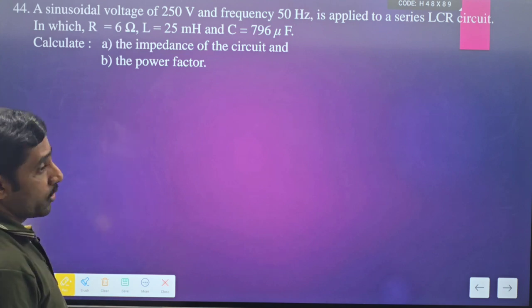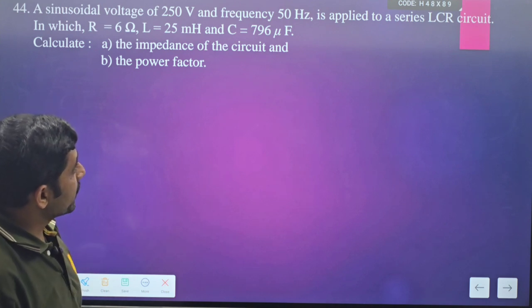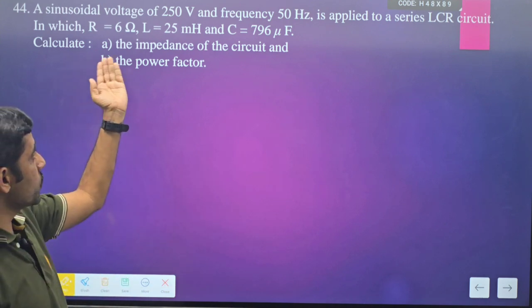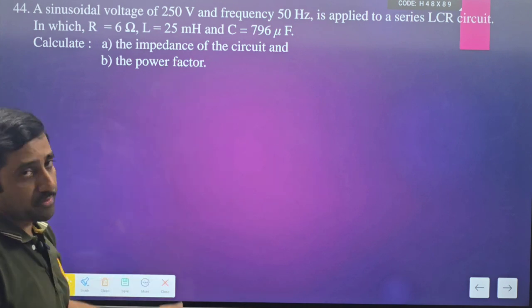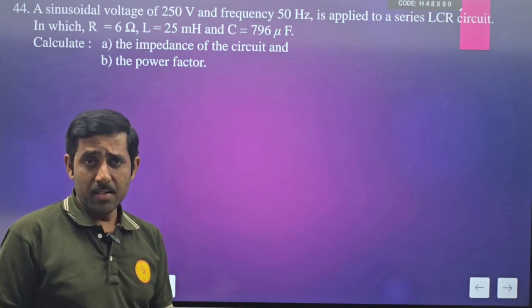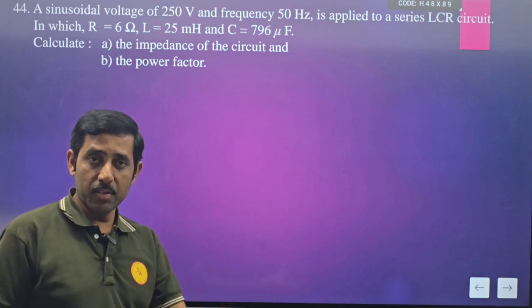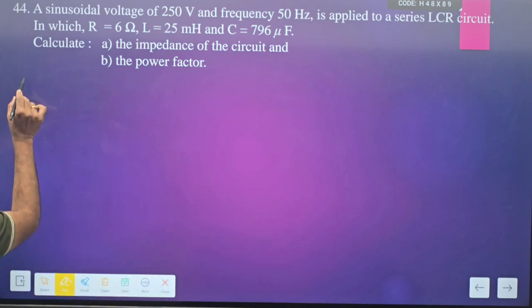A sinusoidal alternating voltage of 250 volts and frequency 50 hertz is applied to a series LCR circuit in which R is equal to 6 ohm, L is 25 millihenry, and capacitance is 796 microfarad. Find the impedance and power factor. For impedance we need XL and XC. First find XL and XC, then substitute those values in the impedance formula, and finally find the power factor.